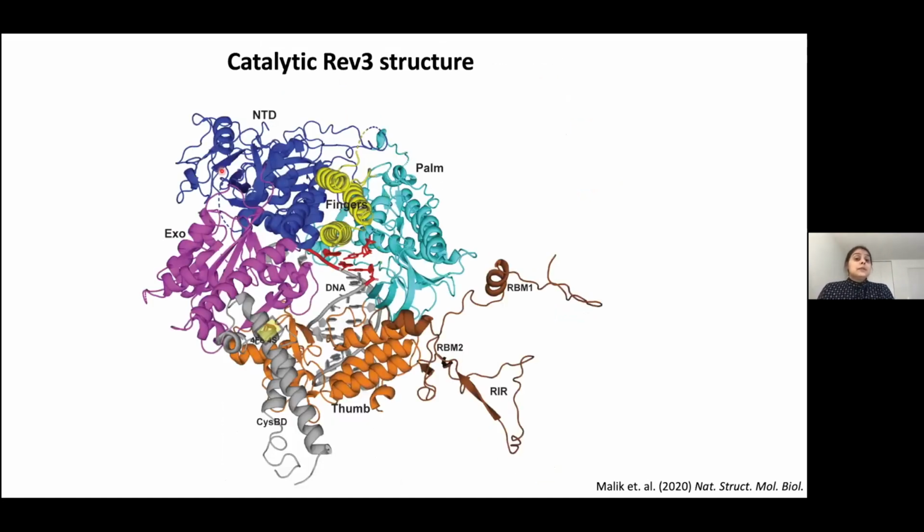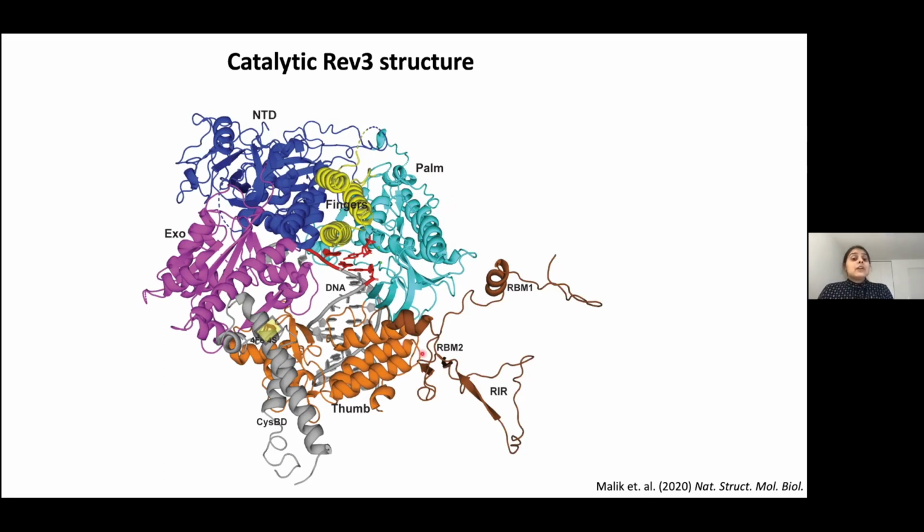Once we look at it, we see that it's actually quite similar to a typical B family polymerase, but there are some key differences. The NTD, which bridges between the exonuclease and the fingers domain, is much more extended in our structure. The fingers domain actually has an extra helix in comparison to B family polymerases, which does not interact with the nascent base pair, but in fact interacts with the NTD. The palm is much more extended, which we'll talk about later.